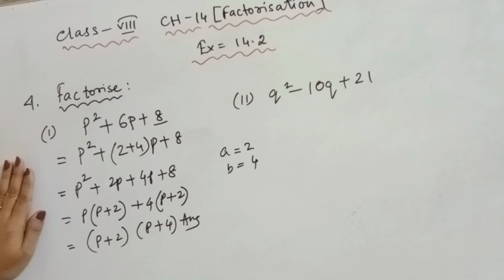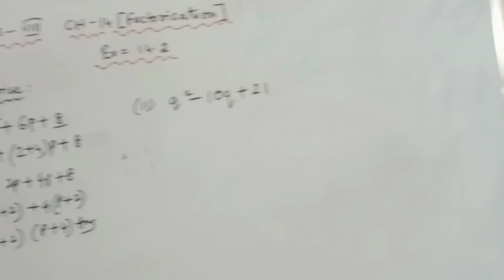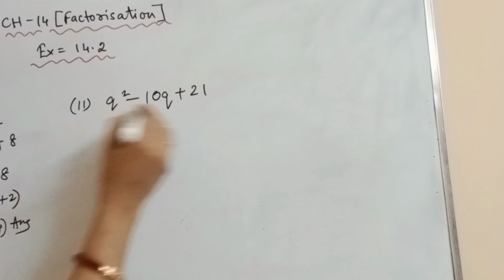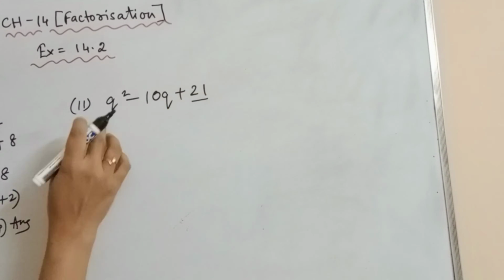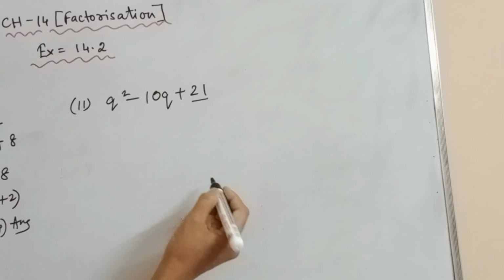If you are doing it the first time, then you will face a few problems, but after practicing it will be easy for you. Come to the next sum. Next sum is the same way. You can see that here the product of the numbers A into B is 21. So you have to find out how you can get 21.